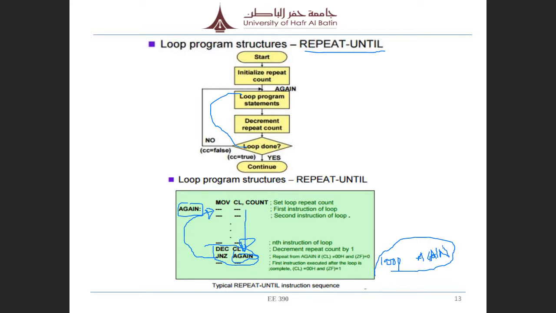The counter will be decremented by 1, and then it will check a condition. If the counter value is not 0, then it will continue the loop again. Otherwise, it will go to the next line. That's called repeat-until. So this is a loop instruction.